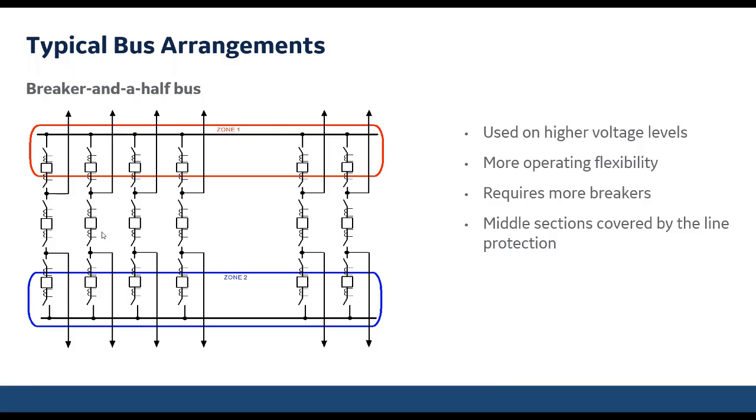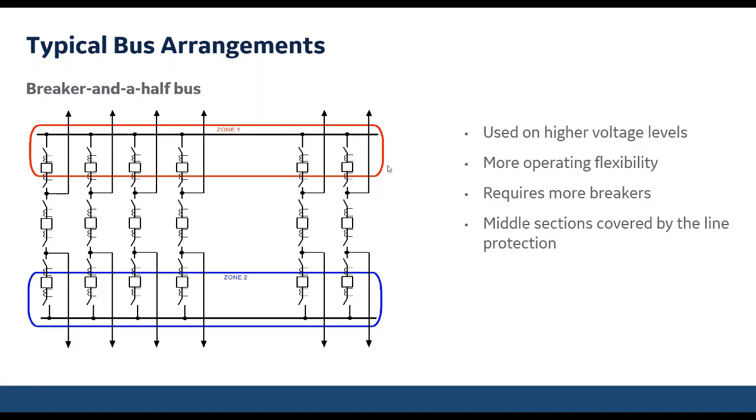And the reason is because of the cost, it requires more breakers, obviously. You can see for every 2 source or load sections, you need 3 breakers. The middle bus sections are covered, again like the ring bus, by the line protection. There's not a dedicated bus differential relay there.